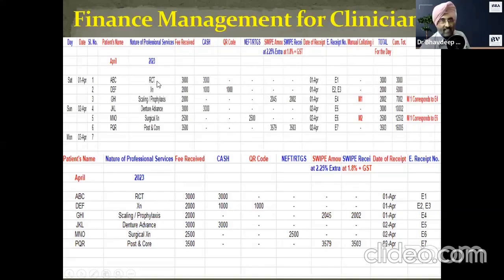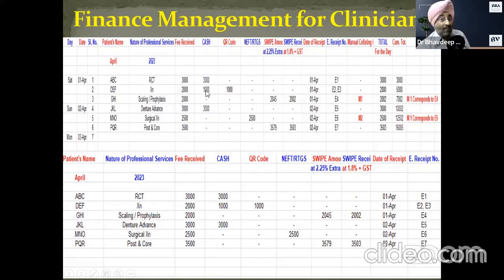Patient name ABC, procedure done RCT, fee received 3,000. It was cash. The next columns are hyphen, hyphen, hyphen, hyphen. Date of receipt, 1 April, e-receipt number E1, total 3,000, cumulative total, added in another column, cumulative total 3,000. Go to the second patient, DEF, extraction, 2,000.